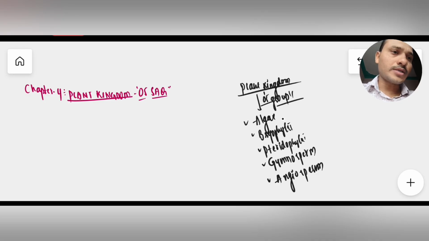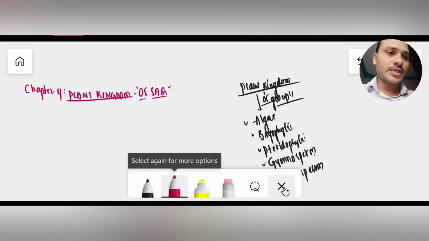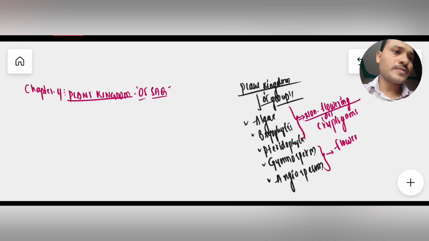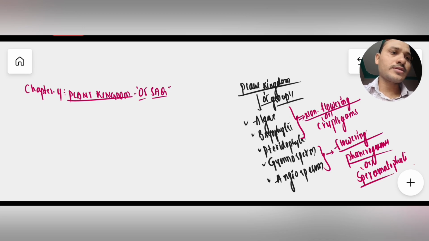Among the 5 plant groups, the first 3, algae, bryophytes, and pteridophytes, are non-flowering plant groups, also known as cryptogams. And the 2 groups, gymnosperms and angiosperms, are flowering plant groups, also known as phanerogams. Another name for phanerogams is spermatophytes. So the plants are classified into these 5 groups.